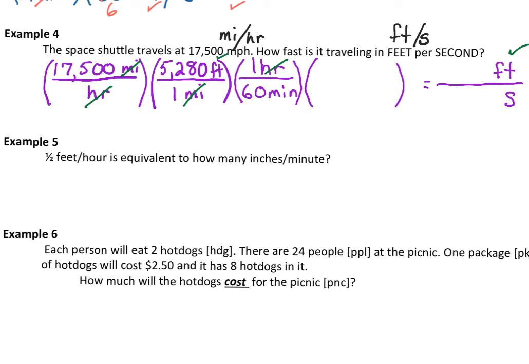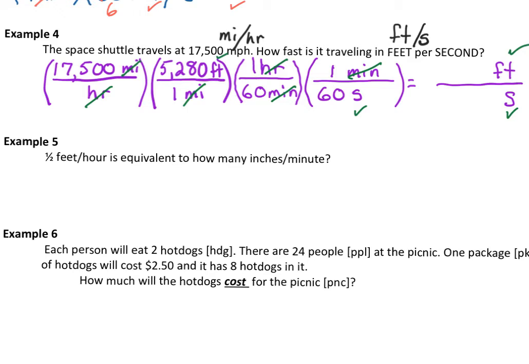Now I need a conversion factor for minutes and seconds. And 1 minute is equal to 60 seconds. That will allow me to cancel my minutes. Okay, let's check. Across the bottom, I only have seconds left, and that is what I want.